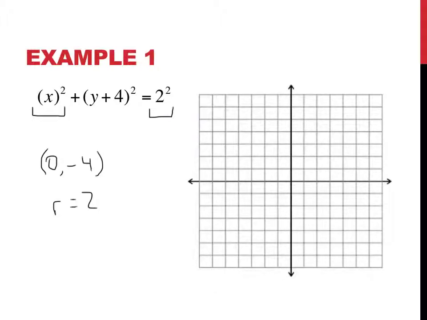Hopefully you found that the center is 0, negative 4. Notice that since this is a positive 4, we must have a negative 4 as the y-coordinate of our center. We know that the radius must be 2. Go ahead and graph the center of your circle on the coordinate grid, and then graph the circle itself. Here, in blue, I have graphed the point 0, negative 4 as the center of my circle. I know that the radius is 2, so all the points that are 2 units away from the center are colored in red.